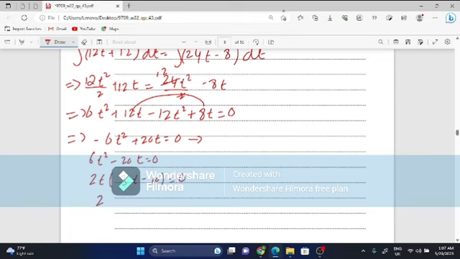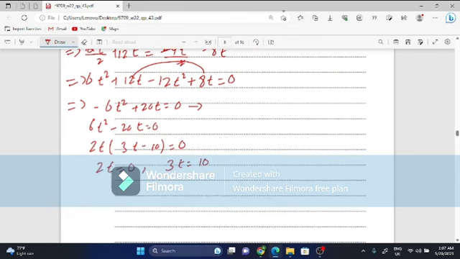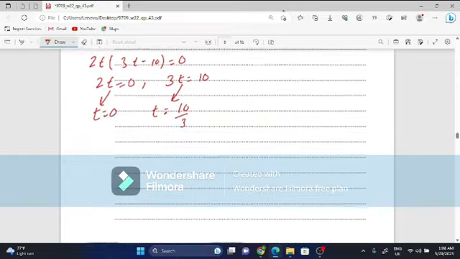Now here two cases arise. First one is 2t equals 0, and the other one is 3t minus 10 equals 0, that is 3t equals 10. So that gives you t equals 0, and t equals 10 by 3. Now you have the range over t, 0 to 10 by 3. These are the ranges for this t.